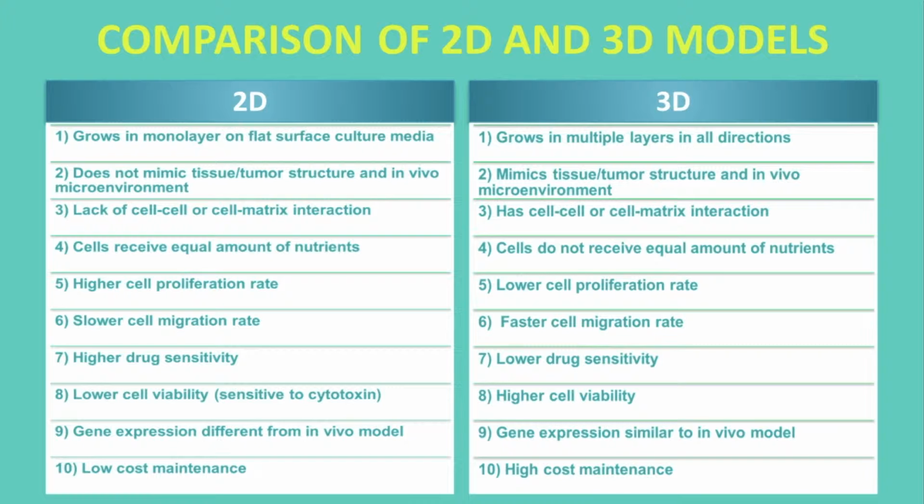The cells in the 2D model receive an equal amount of nutrients from the medium during growth, whereas cells in the 3D model do not. Furthermore, the 2D cell culture has a higher cell proliferation rate, slower cell migration rate, higher drug sensitivity, and also lower cell viability, while the 3D cell culture has a lower cell proliferation rate, faster cell migration rate, lower drug sensitivity, and higher cell viability.